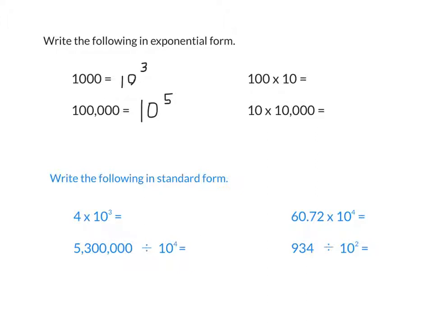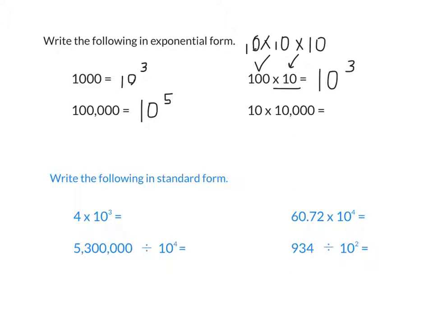Now the next one, we have 100 times 10. Well, we know that 100 is really 10 times 10. Do you agree? 100 is 10 times 10. And then I have to times 10. So this is going to be 10 times 10 times 10. So how do I write that in exponential form? 10 to the power of 3.